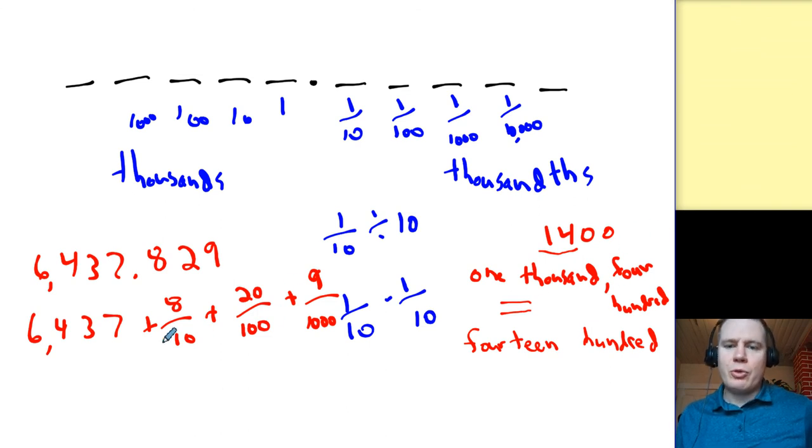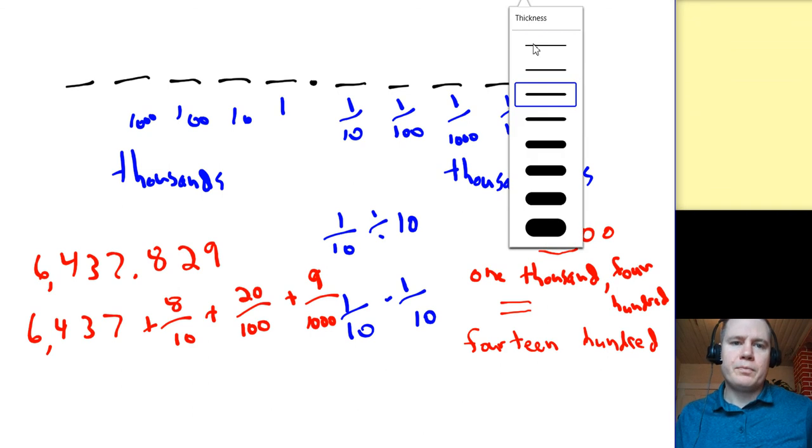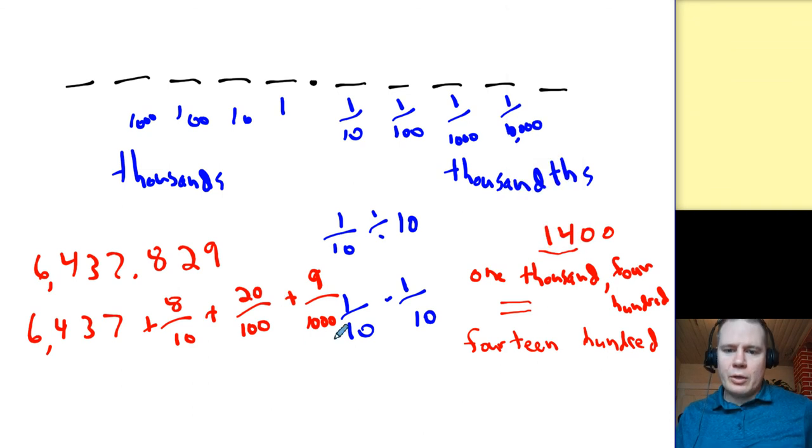Well, we can do the same thing over here. So you can show that mathematically. To get a common denominator here, 1,000 is a multiple of 100. 1,000 is a multiple of 10. So I have 800 thousandths plus, I wrote 20 hundredths. I'm not sure why I did that. It should be 2 hundredths. Hopefully you caught that mistake. Okay, 8 tenths, 2 hundredths, 9 thousandths.